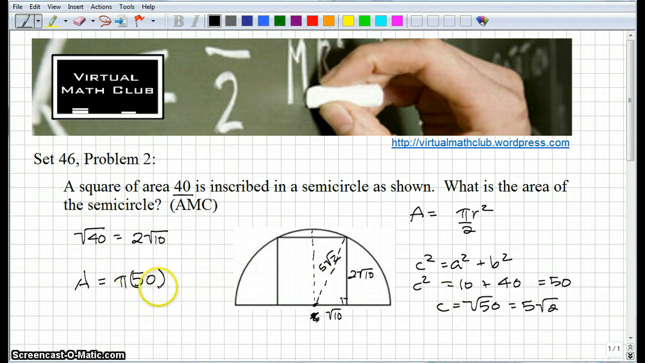Okay, so it's 5 times 50. I guess I didn't need to take the square root of this because I already had c squared. And then I divide it by 2 because I'm only dealing with half of a circle instead of a full circle. So that gives us 25 pi for the area of the semicircle. Alright, so there you go, there's the answer.